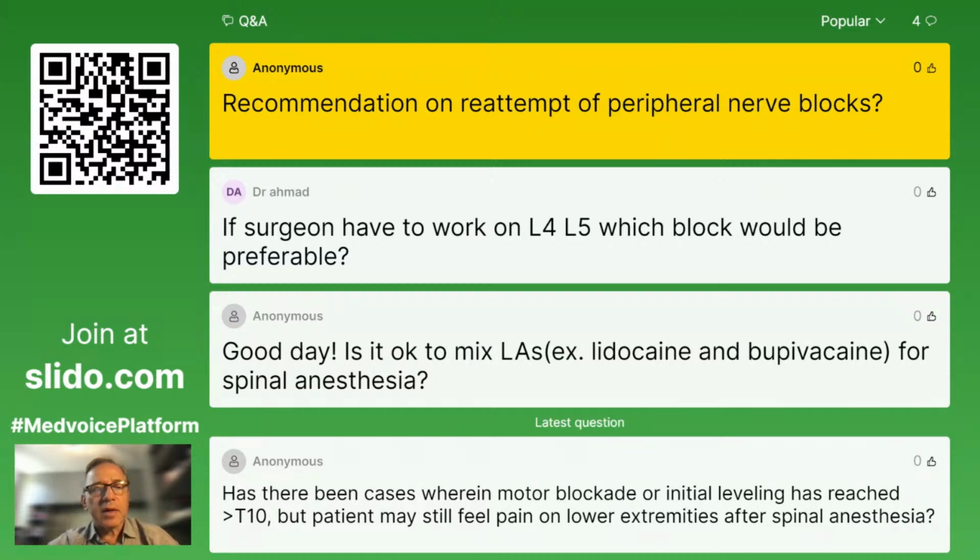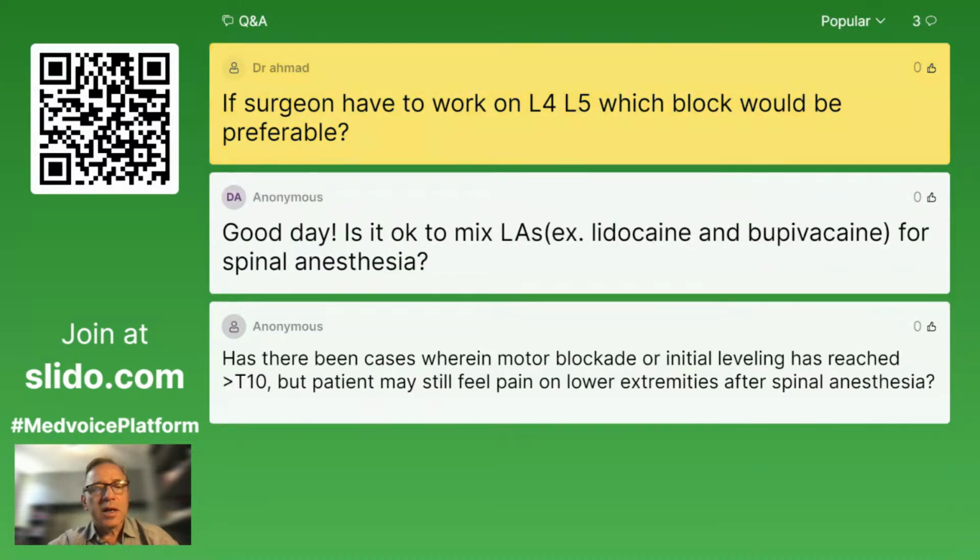Then the next question is, if surgeons have to work on L4, L5, which block would be preferable? I'm not sure what kind of surgery you're saying they're going to do. I presume this is the discectomy that they are performing on L4, L5 level. Spinal anesthetic, epidural anesthetic will work very nicely for that.